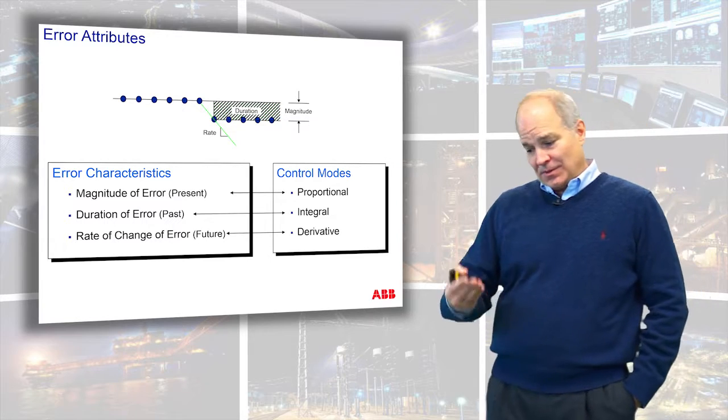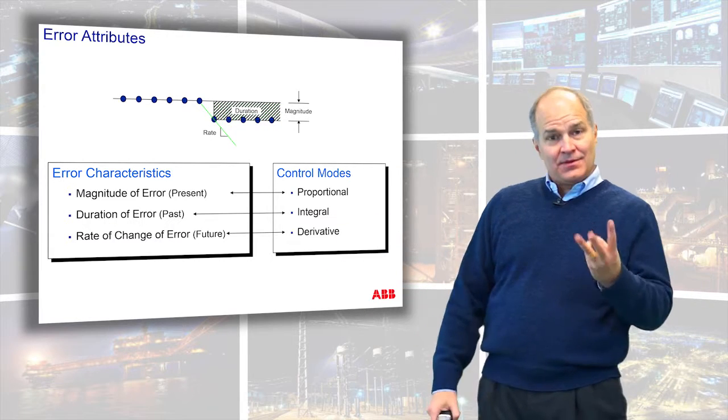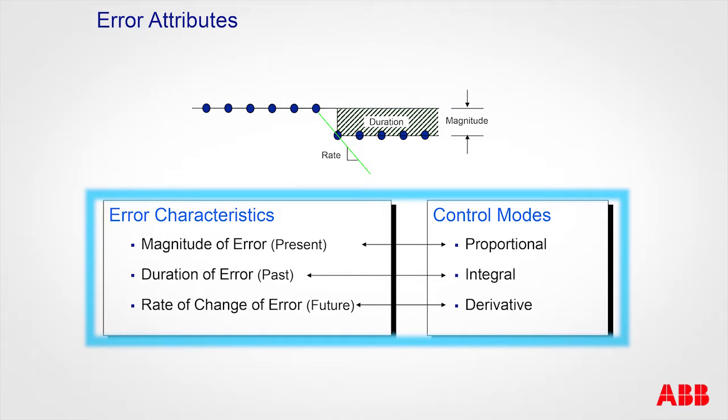If you notice, there's proportional, integral, and derivative. There's three parameters in a controller. What do those line up with? Well, right here. Proportional control is designed to work with the magnitude of the error. Integral control is designed to deal with the past error, or the area under the curve. And the derivative is designed to deal with the future error, or the rate of change.